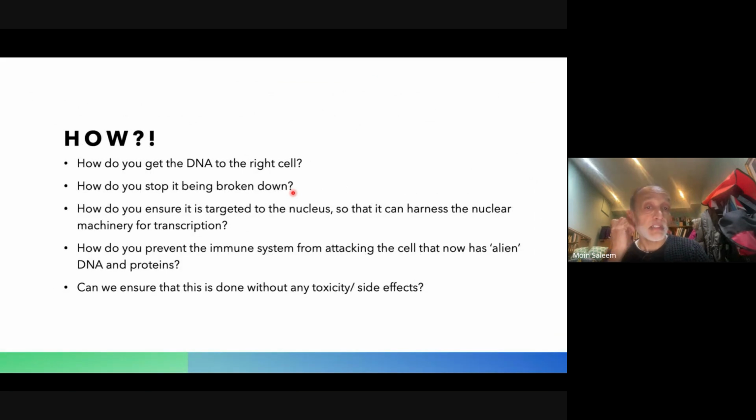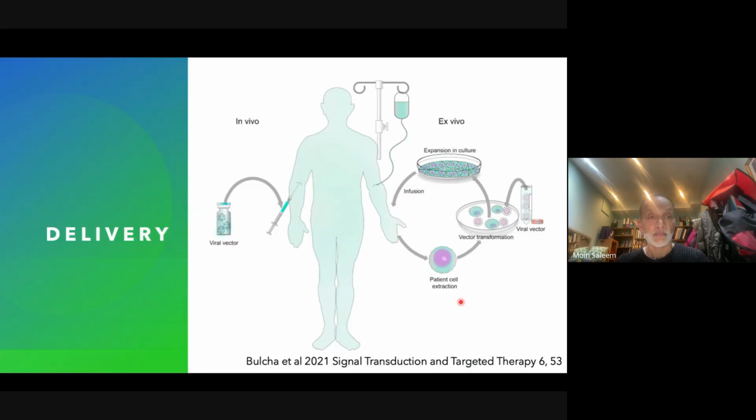And so the questions are, how do you get your correct DNA to the correct cell? How do you stop it then being broken down? How do you ensure it's targeted to the right place, to the nucleus, so it harnesses the cell's nuclear machinery for transcription? And then you've introduced a foreign protein. How do you prevent the immune system from attacking it? And so can we ensure that this whole process is done without toxicity or side effects?